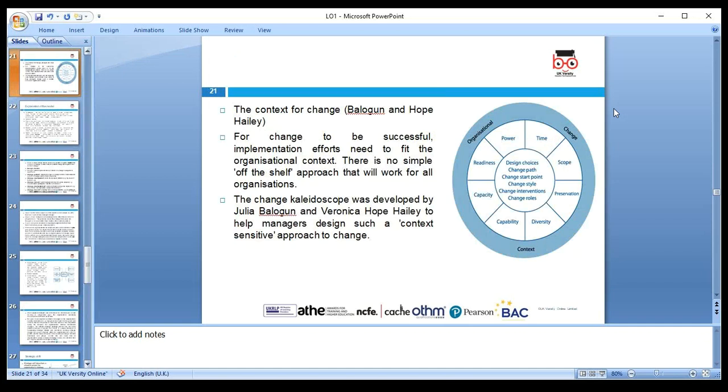Okay, then the context of the change. According to Haley and various other authors, for the change to be successful, the implementation effort needs to fit with the organization's context. No simple off-the-shelf approach can work.